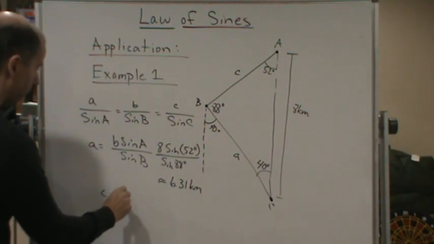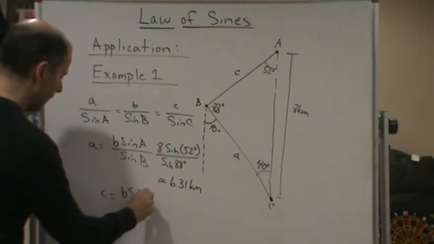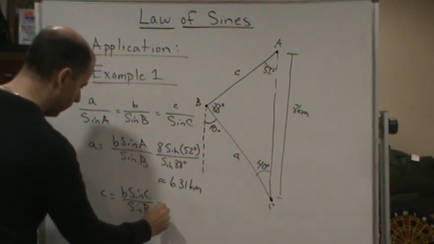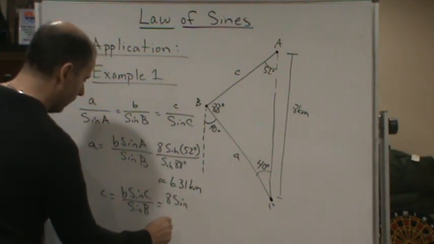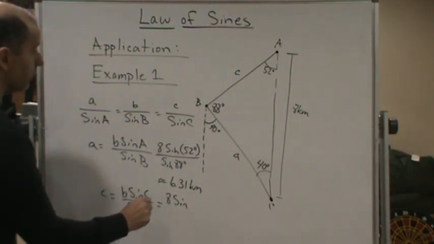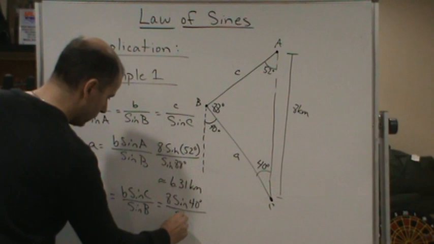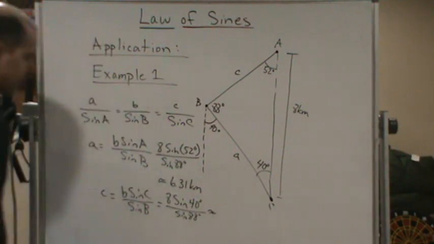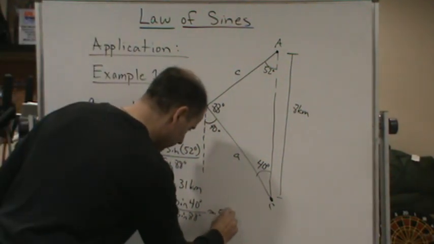And then similarly, if we do, this is equal to C over sine C, we'll get C is equal to B sine C over sine B, which is going to equal 8 times sine of C, which is 40 degrees, over sine of 88 degrees. And so if we stick that in our calculator, we will get approximately 5.15 kilometers.